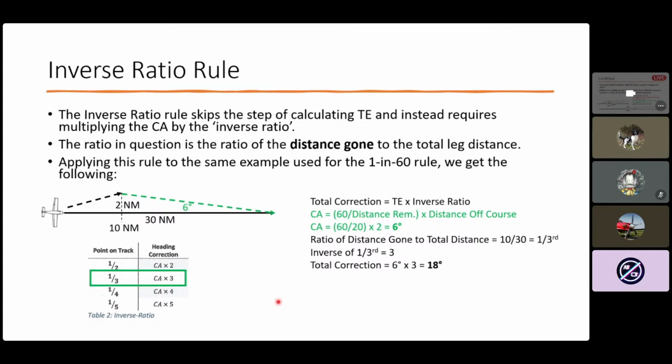And once again, it's the exact same. That's the point where we went off course. We calculate the correction, and then we'll get to the point that we originally intended to get to at roughly the same time. Make sense?